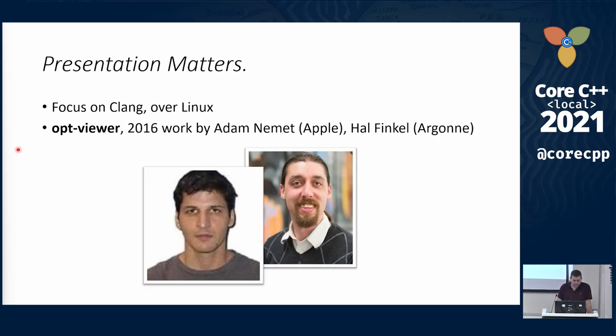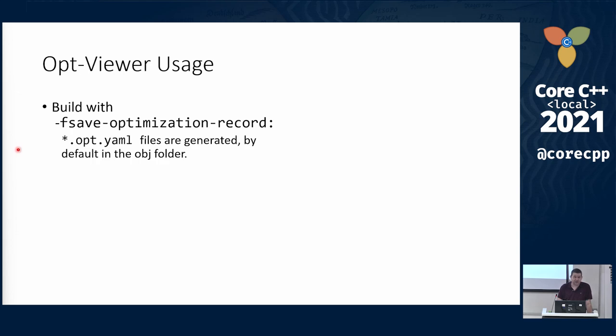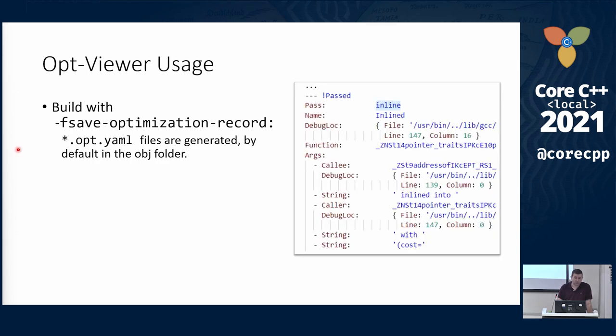The OptViewer work was done primarily by these two guys, Adam Nemeth from Apple, and Hal Finkel from Argonne National Laboratories. And here's what it does. First, you build your code with an additional compiler switch. It's called -fsave-optimization-record. This causes YAML files containing raw but structured optimization reports to be saved alongside your object files.